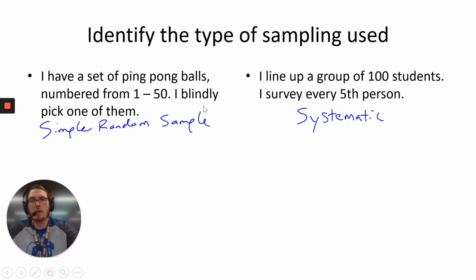Next one, set of ping pong balls. Blindly pick one of them. That's a simple random sample. That is not coincidentally why the Powerball and things like that with the lottery still use the ping pong ball idea, because it's the most random way to collect the data. All the ping pong balls have one number, you do the vacuum thing, it spits out one number, and that's still a simple random sample. I line up a group of 100 students, survey every 5th person.